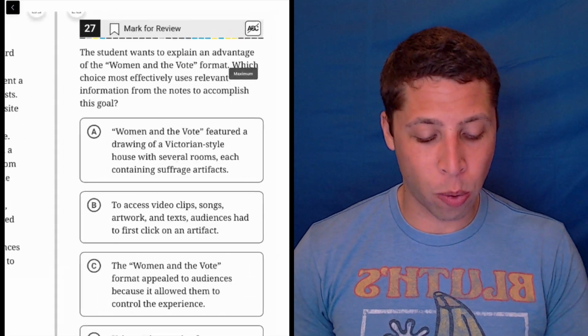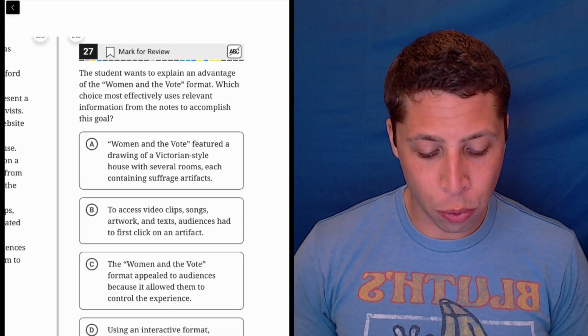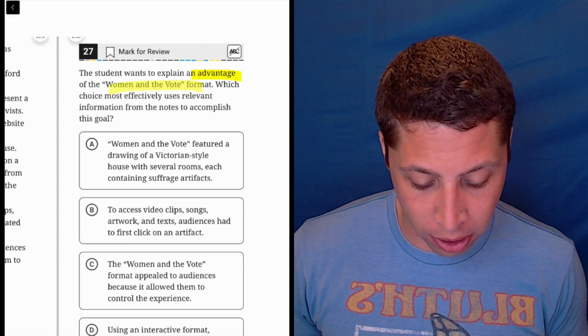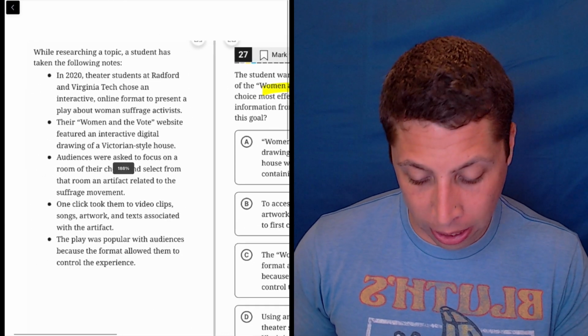Let's start by looking at the question itself, seeing what they want from us. The student wants to explain an advantage of the Women and the Vote format. So an advantage of this format. Okay, so what are they talking about?